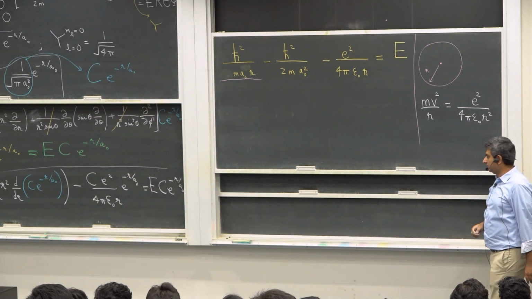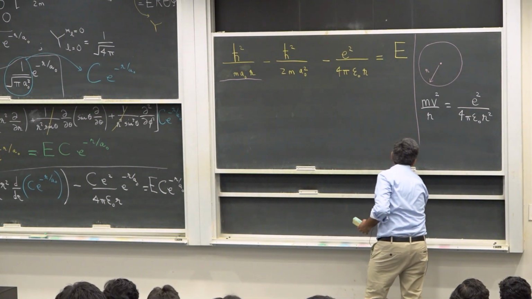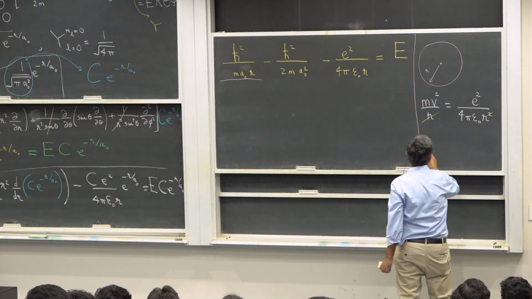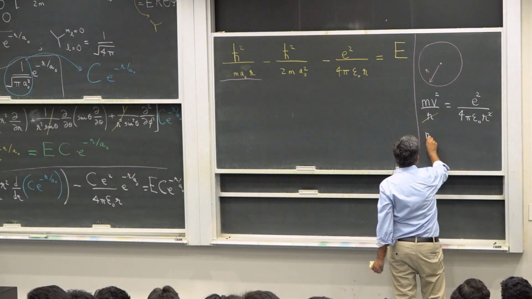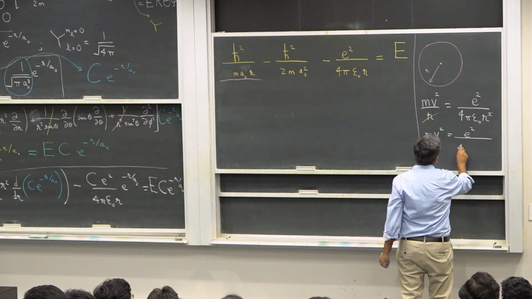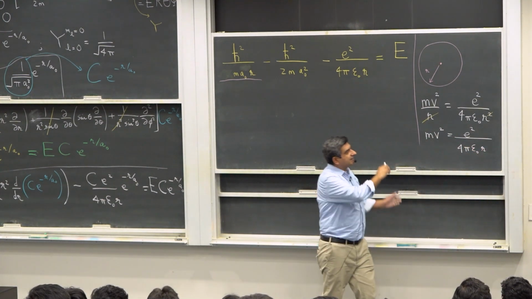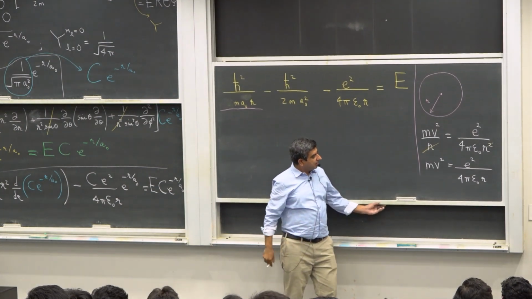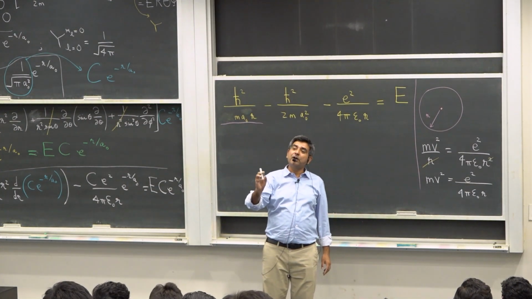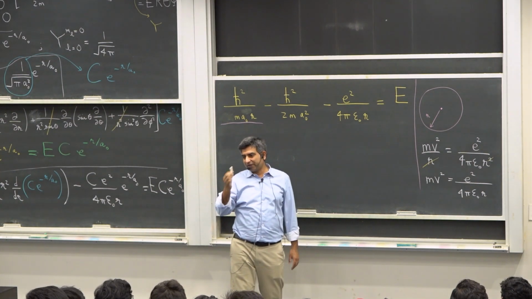All right, so I can just remove this r here, remove this point. I will have m v squared over r equals e squared over 4 pi epsilon naught r. Now this is a classical concept. What Bohr also proposed, that's why it's called the old quantum theory, is that the angular momentum of this electron is quantized.